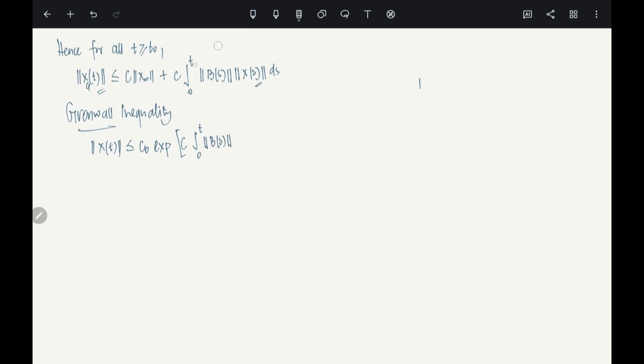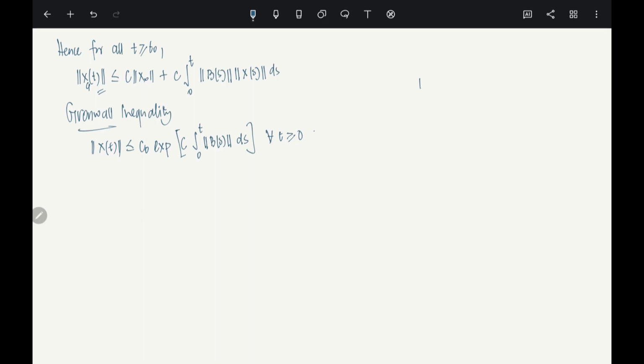One second, there is a small mistake here, ds. Yeah, this I can do. This holds for all t greater than or equal to 0. Yeah, this is by Gronwall. Again, if you do not remember, in the first week when we talked about inequalities, we talked about Gronwall inequality. So please go check that video on Gronwall inequality. We are just using Gronwall directly and you get this.